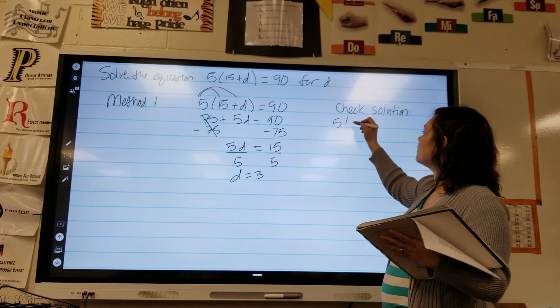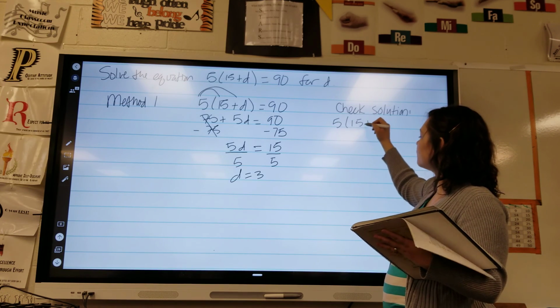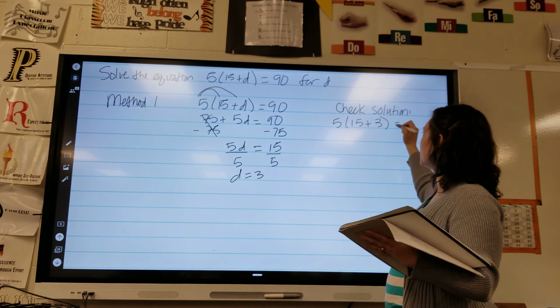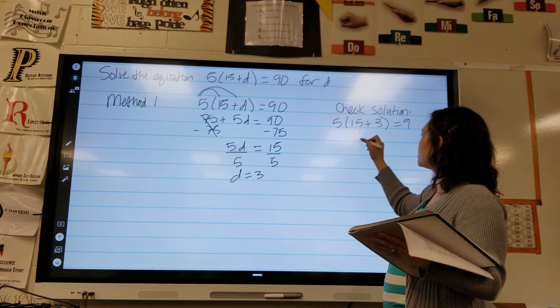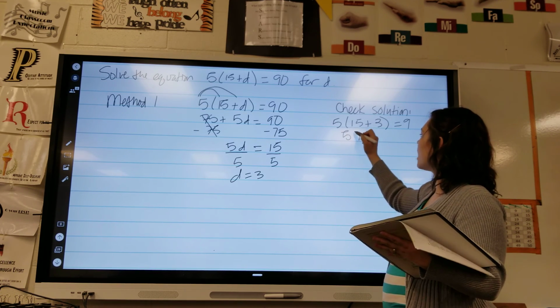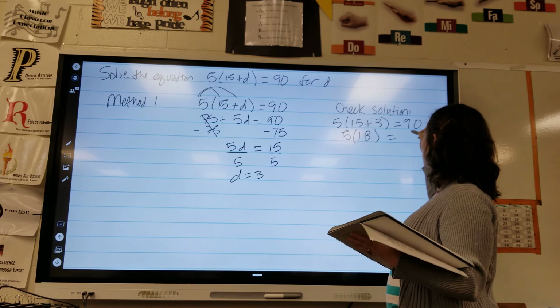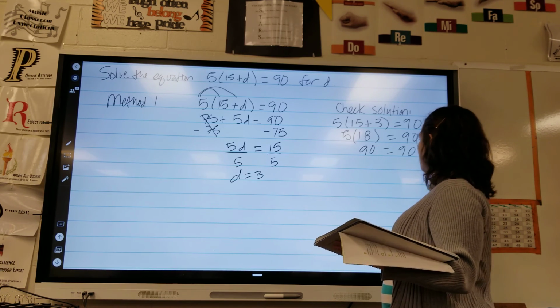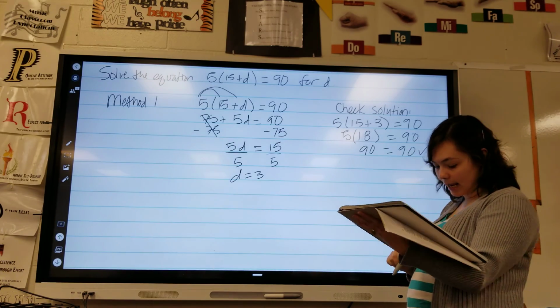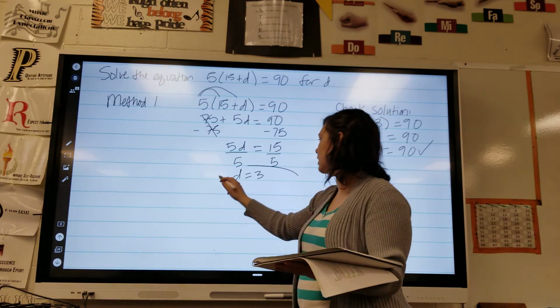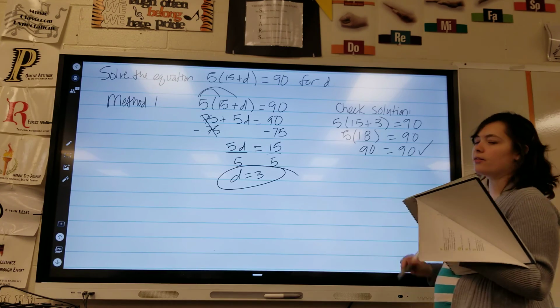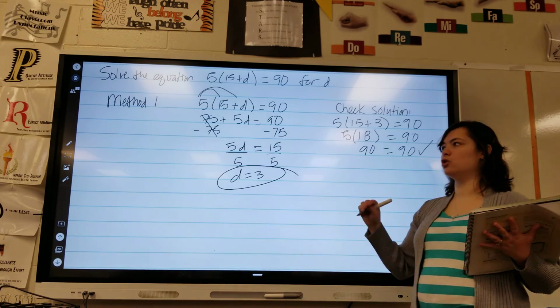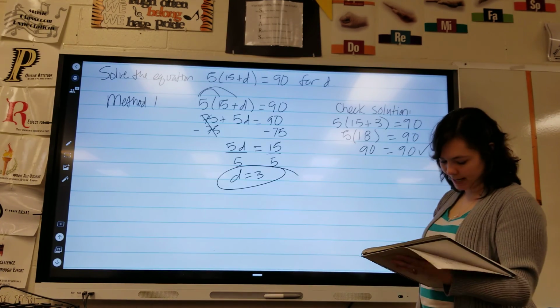So 5 times the quantity 15 plus 3 equals 90. Well, 15 plus 3 is 18. What's 5 times 18? Sure enough, it's 90. Therefore, 90 equals 90, and D equals 3 is correct. See how that works? That's one method of using the distributive property.